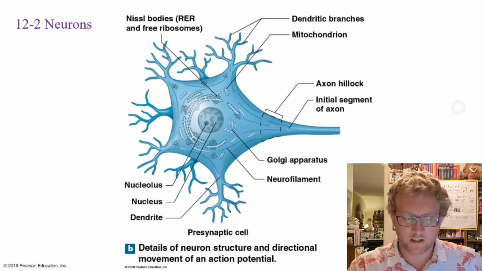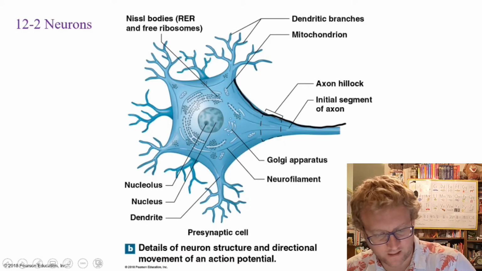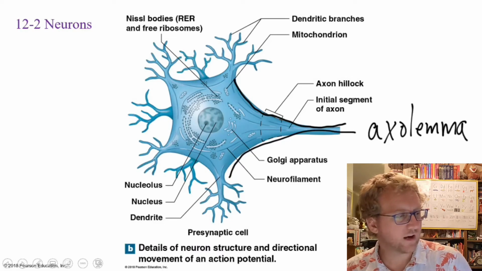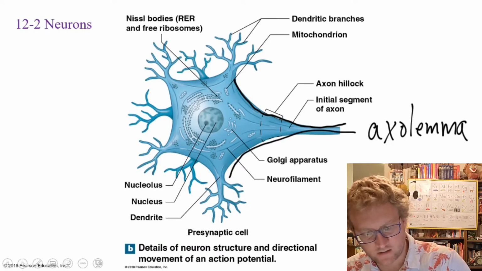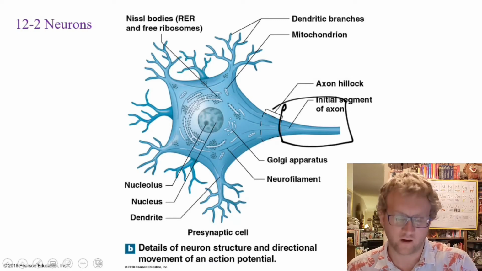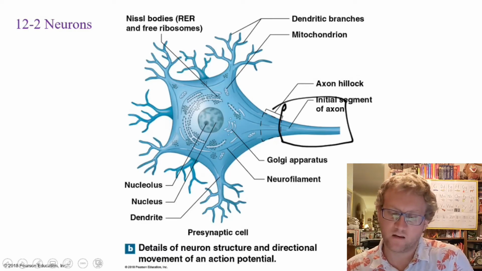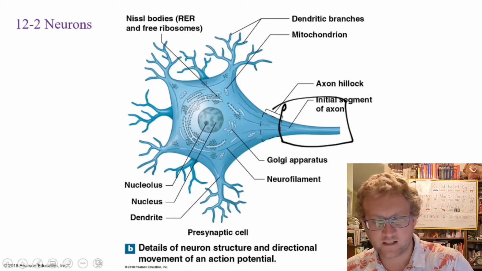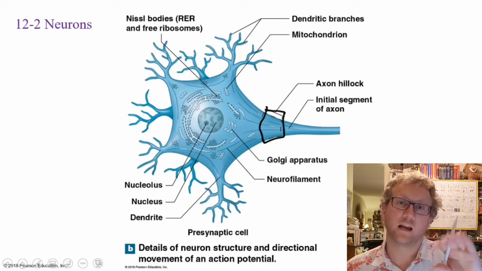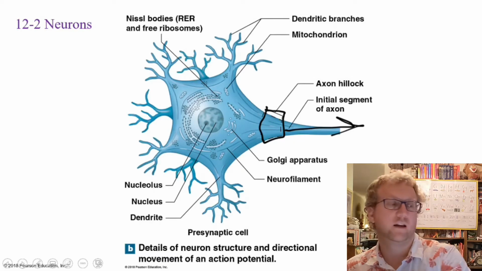Other parts of the axon, specifically, we have something called the axolemma, which is the membrane of the axon. We also have the initial segment, which is kind of hard to see, but this part right here is the initial segment. So it's the first part of the axon. Proximal to the cell body, in between the axon proper and the cell body, is something known as the axon hillock. And that's where the cell body is narrowing, and that's the point of attachment for the axon moving away from the cell.